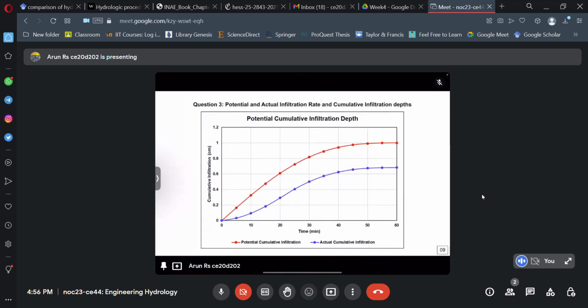Your potential cumulative infiltration has been calculated. For the first 5 rows it will be i into delta t. For the rest of the rows it will be based on the integration of your small f of t. So this is how it varies. Now we can move on to the next question.